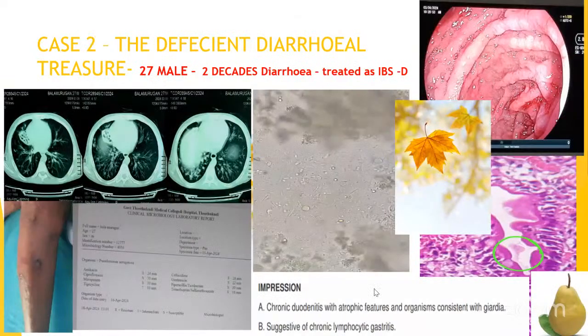And the second case, here this patient has been treated as irritable bowel syndrome, diarrhea type, for 2 decades.